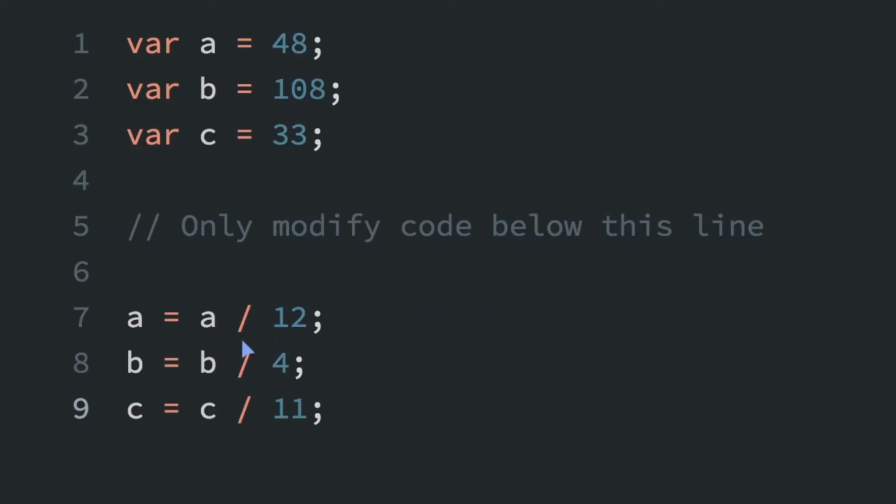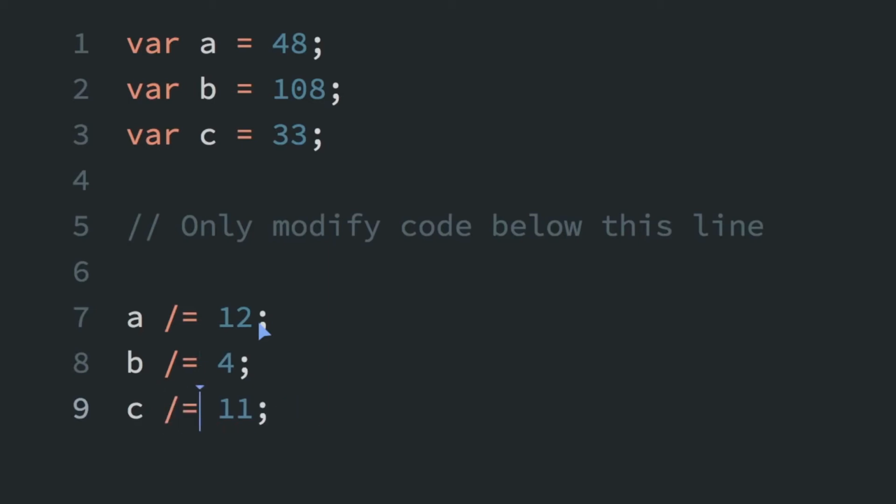And there's also divide equal. So a = a / 12. We can do a /= 12. And then here we can just do /= 4 or /= 11. So it's another way of dividing the variable by a new number and assigning that answer to the variable.